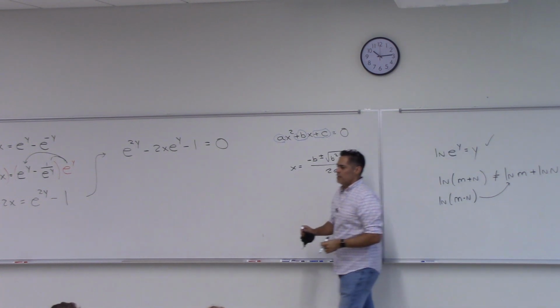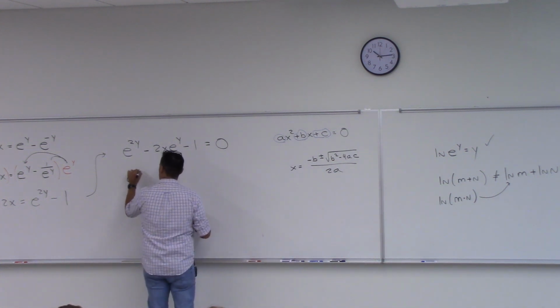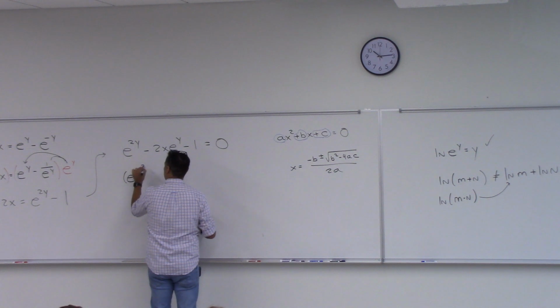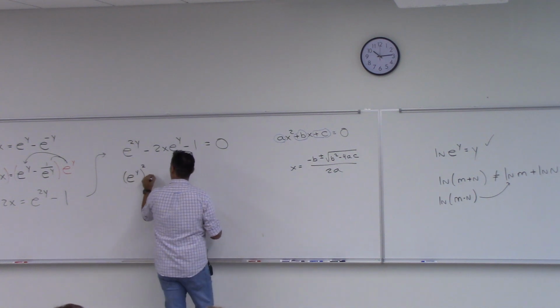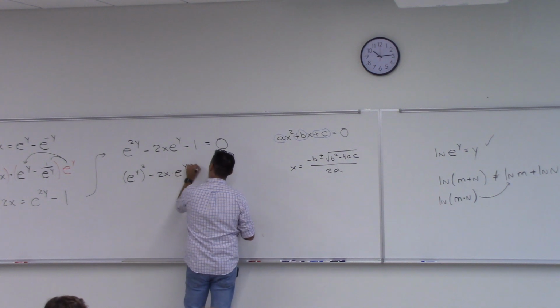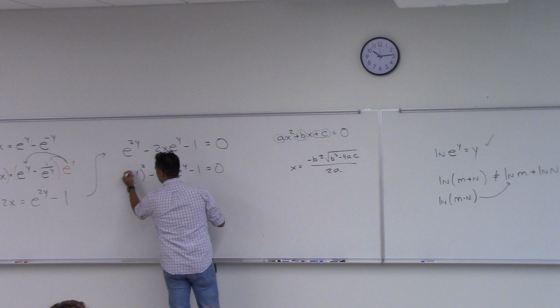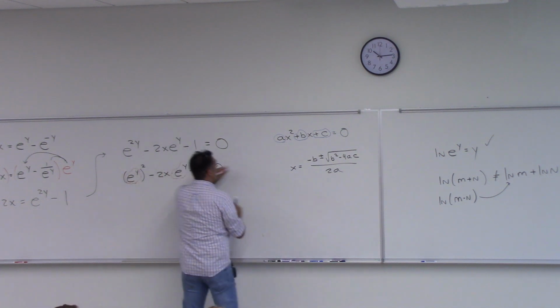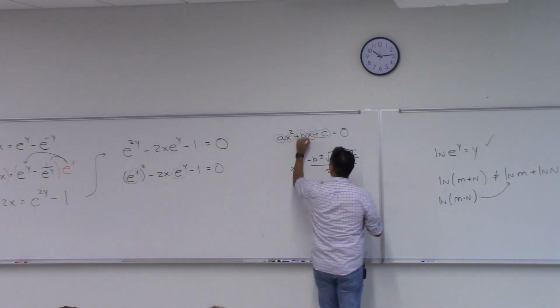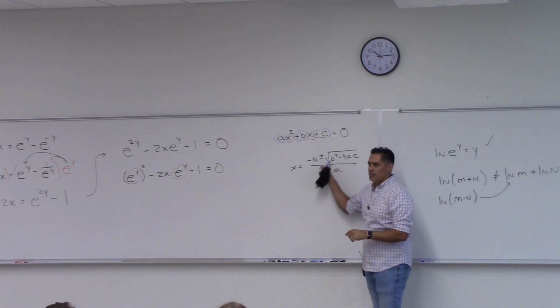Here, our variable, we have to see this. e to the 2y is the same as e to the y squared. That's what this is. Minus 2x times e to the y minus 1 equals 0. We have to see here that the e to the y is our x in the quadratic formula, and the coefficients are the a, b, and c.